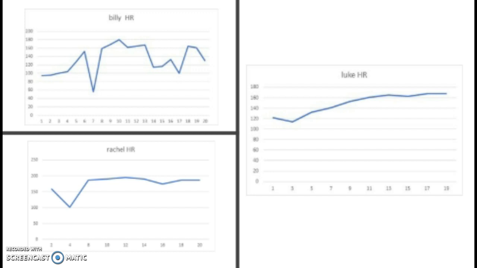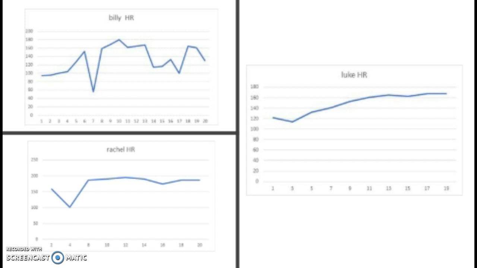In Billy's data, we can see that from the 1st minute to the 4th minute there is an increase from 90 to 100. He then has a steeper increase from the 4th minute to the 6th minute from 100 to 150. At the 6th minute, Billy's heart rate drops from 160 to 55. In the 7th minute, this would not be expected. At the 7th minute, the heart rate then begins to increase.